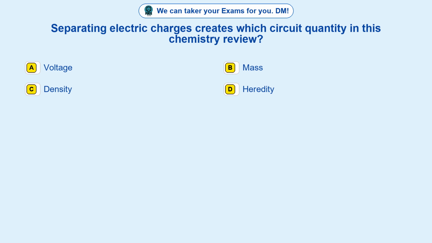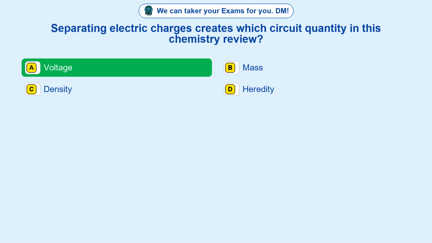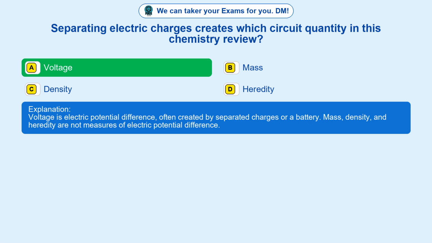Question 70. Separating electric charges creates which circuit quantity in this chemistry review? Option A, voltage. Option B, mass. Option C, density. Option D, heredity. The correct answer is option A, voltage. Voltage is electric potential difference, often created by separated charges or a battery. Mass, density, and heredity are not measures of electric potential difference.